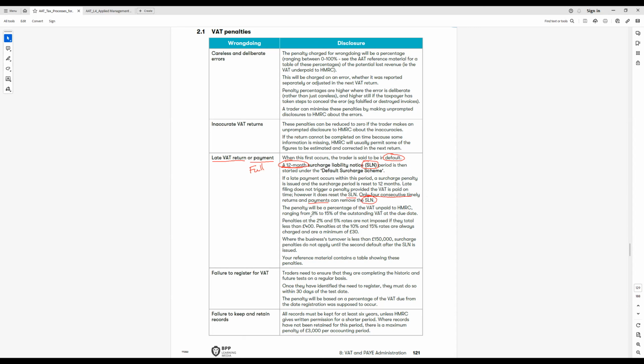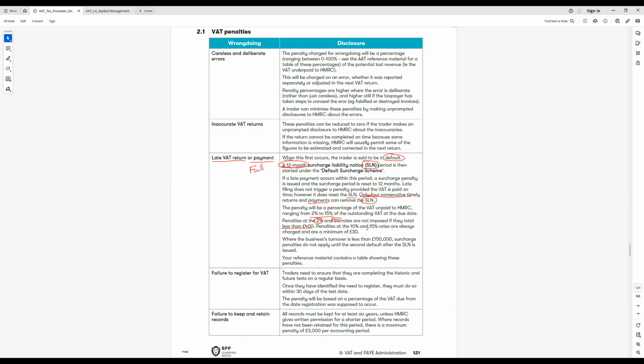The penalty will be a percentage of the VAT unpaid to HMRC. It will range from 2 to 15% of the outstanding VAT at the due date. Penalties at 2% and 5% rates are not imposed if they are less than £400 in total. So when you calculate the 2% and 5%, and the penalty is coming to less than £400, you make it 0. You really don't have to pay any penalty if it is less than £400 when the penalty percentage is 2 and 5% only.